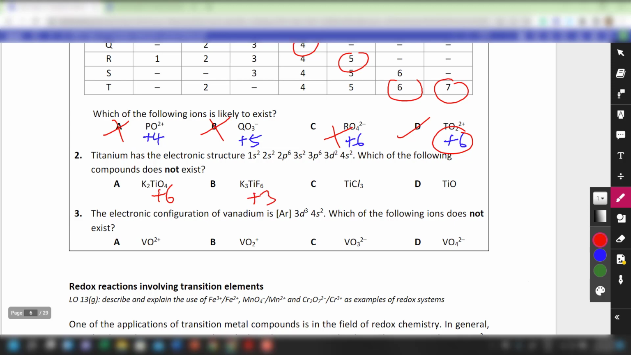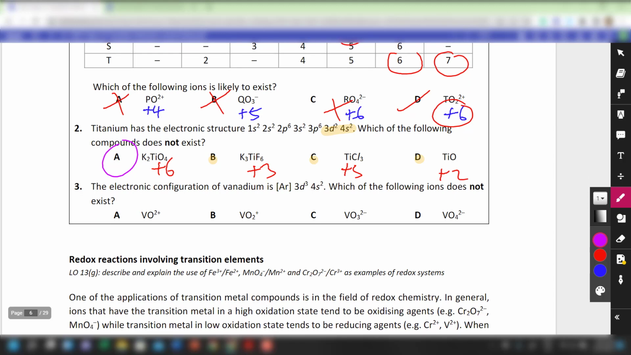TiCl3 is plus 3, that's clear cut. TiO is plus 2. Having 4 valence electrons, B is possible, C is possible, D is possible. So therefore A is the one that is not possible. So I will pick A as the answer because titanium cannot reach plus 6. Why is that the case? Because reaching plus 6 will involve removing electrons from the 3p subshell. That will mean that these are being removed from the inner quantum shell.